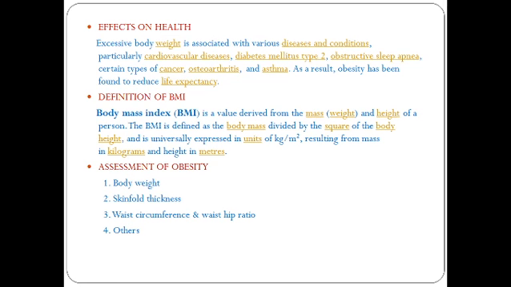Now, what is the assessment of obesity? The assessment of obesity involves four things: body weight, skin fold thickness, waist circumference or waist-hip ratio, and others. Now, what is body weight? Body weight, though not an accurate measure of excess fat, is a widely used index. In epidemiological studies, it is conventional to accept the standard deviation from the median weight for height as a cutoff point for obesity.